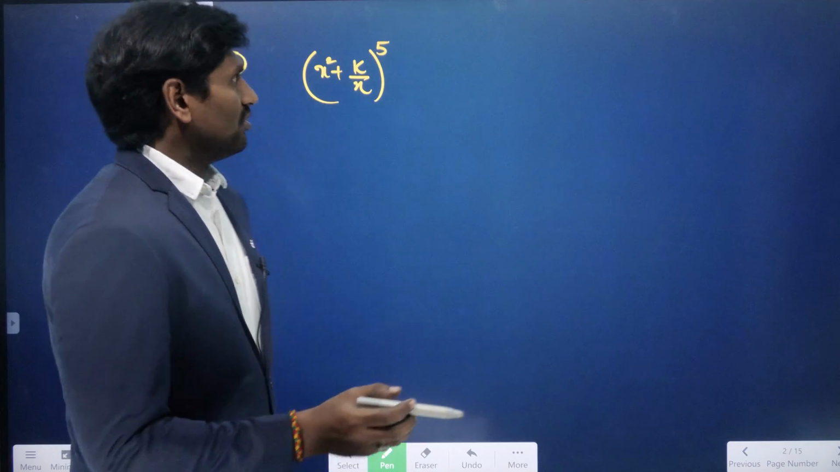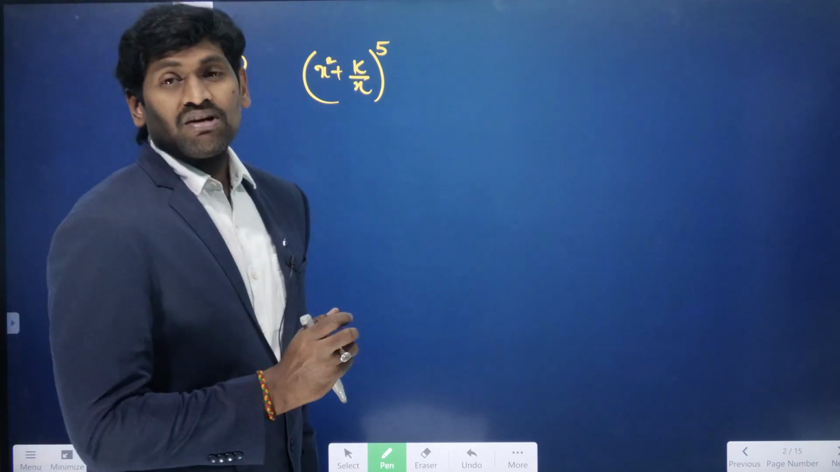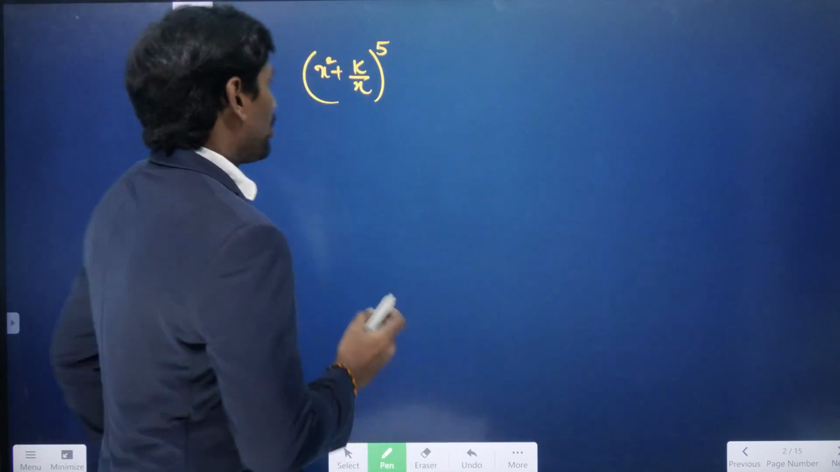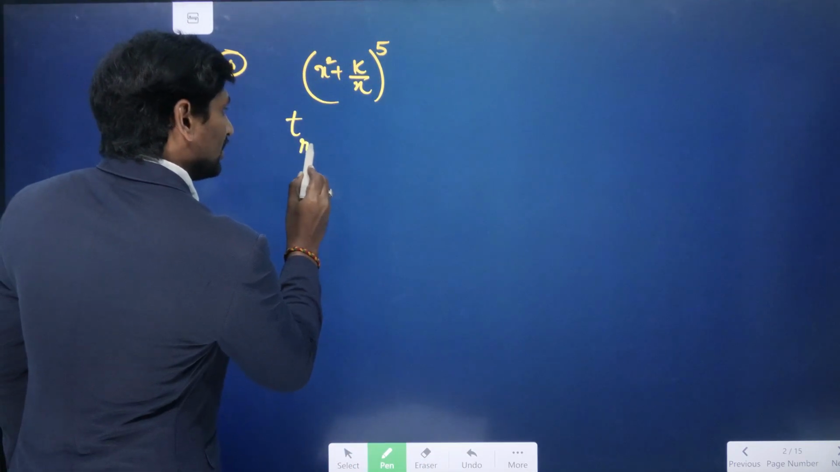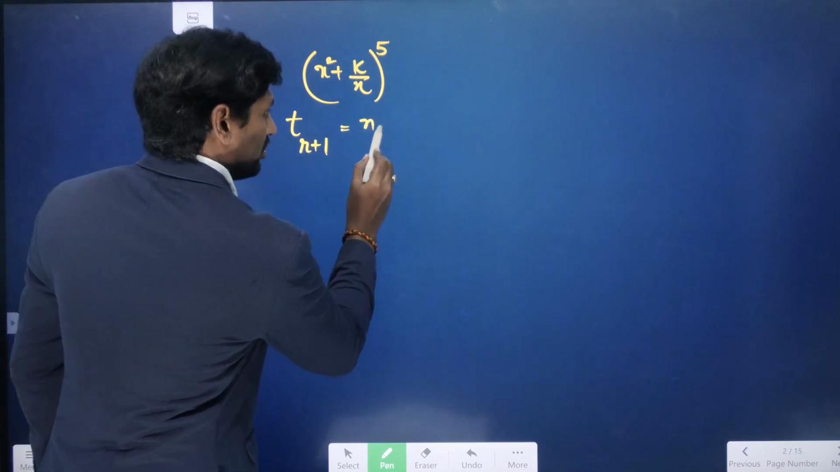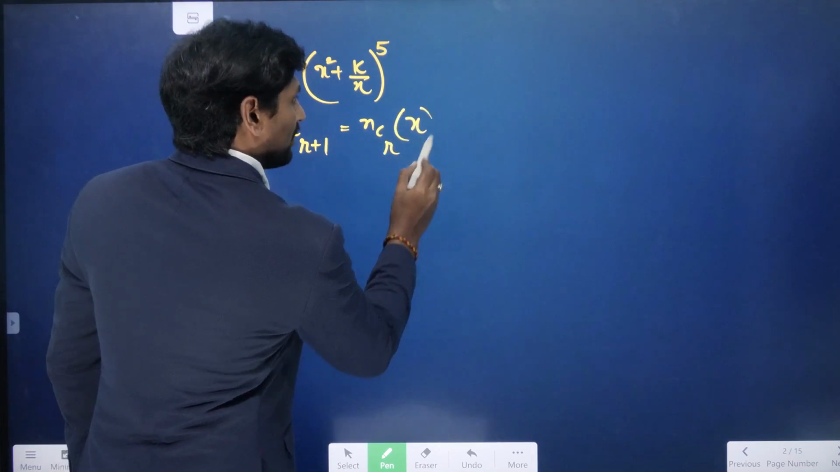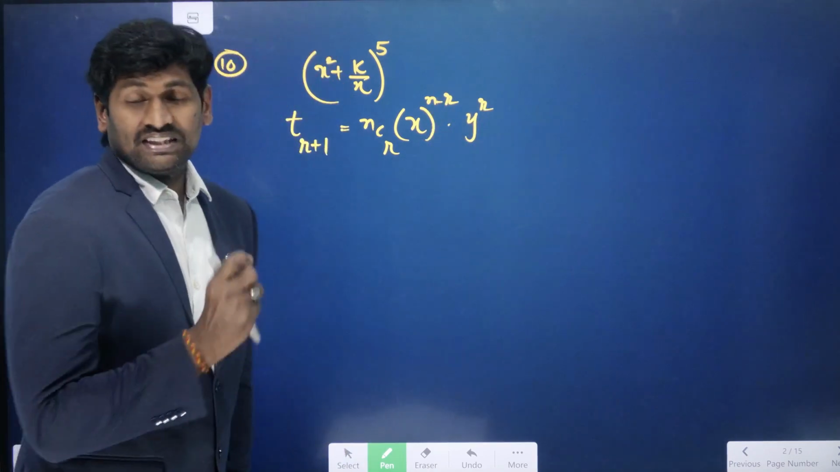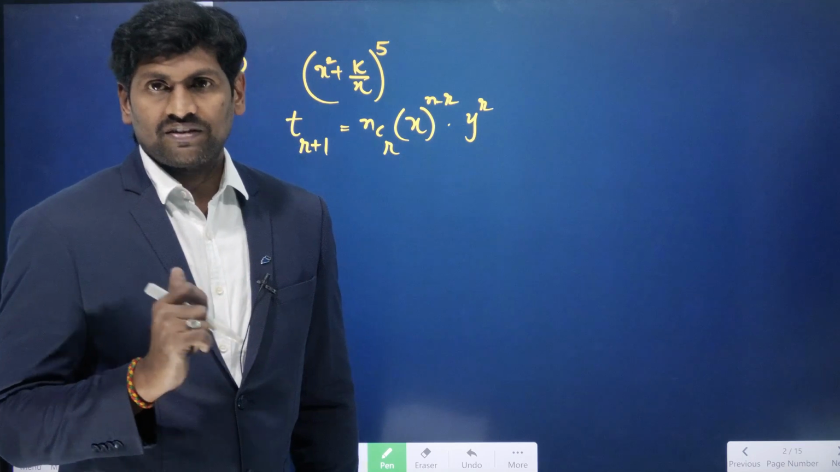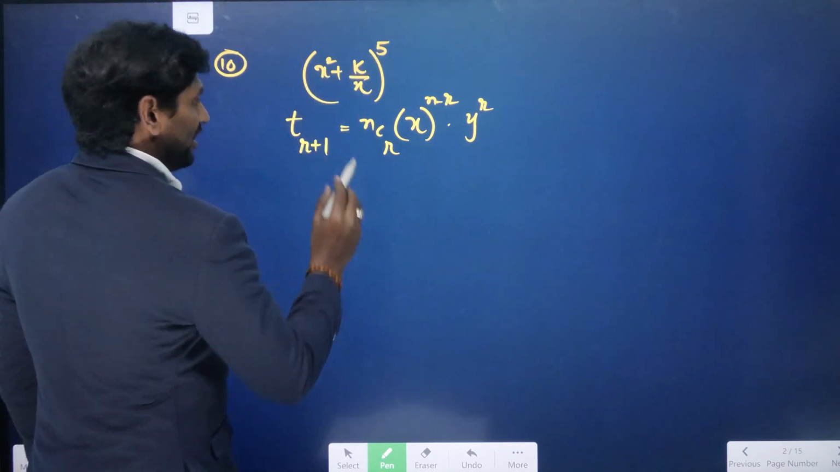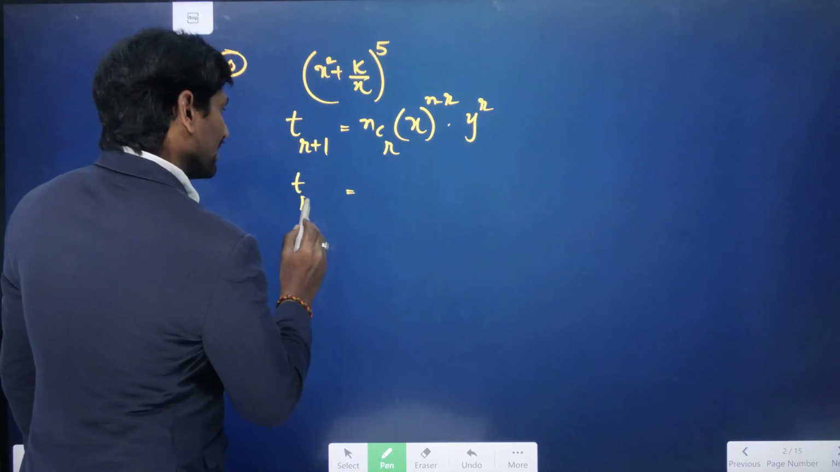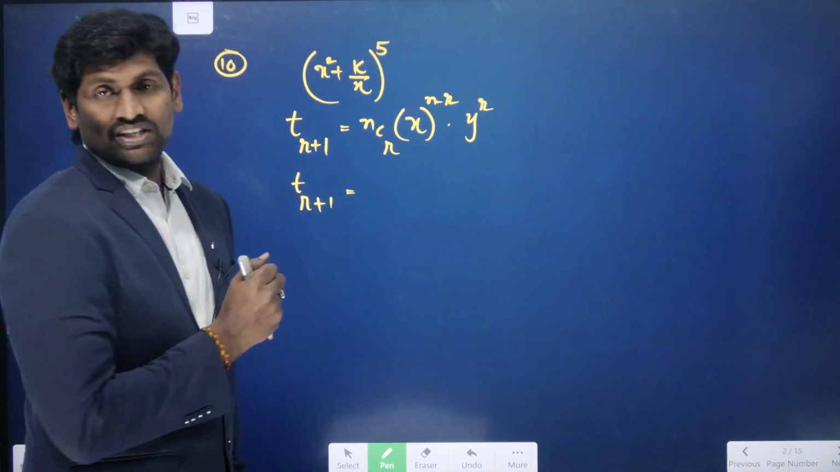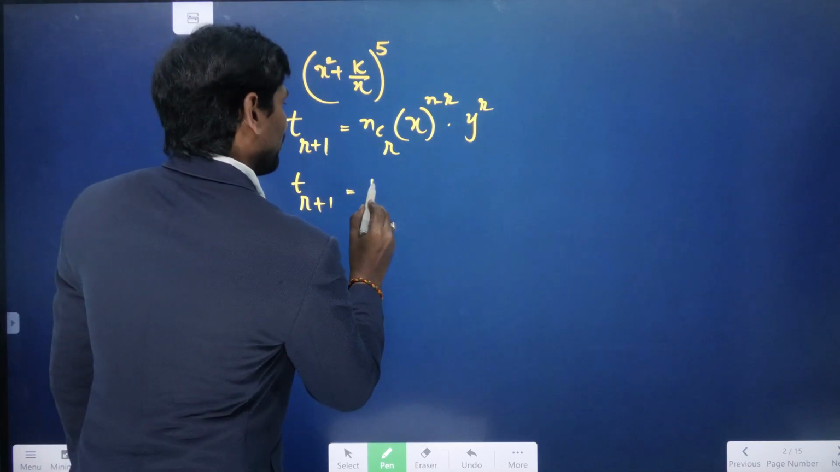So let us take the general form for expansion for finding the coefficient of x. I am using the general form, that is T(r+1) = nCr x^(n-r) y^r. This is the general form of binomial expansion. Here n is 5 and we don't know which term will give the x coefficient. That's why I have kept the r value like that, and the n value is 5Cr.